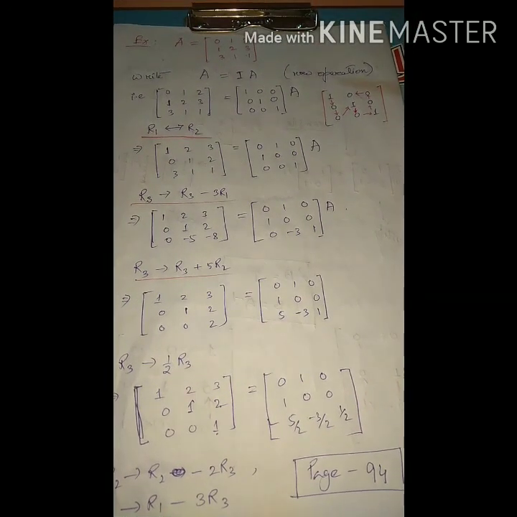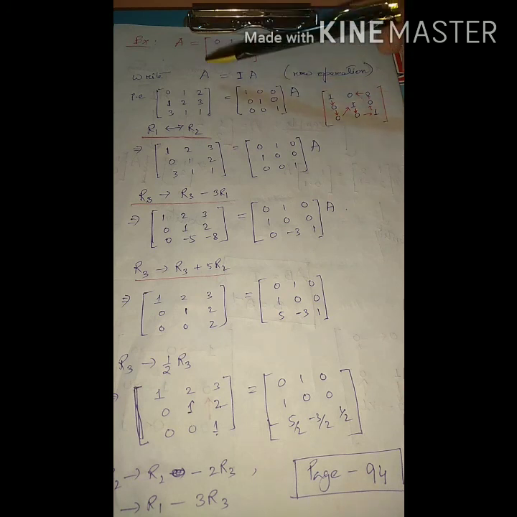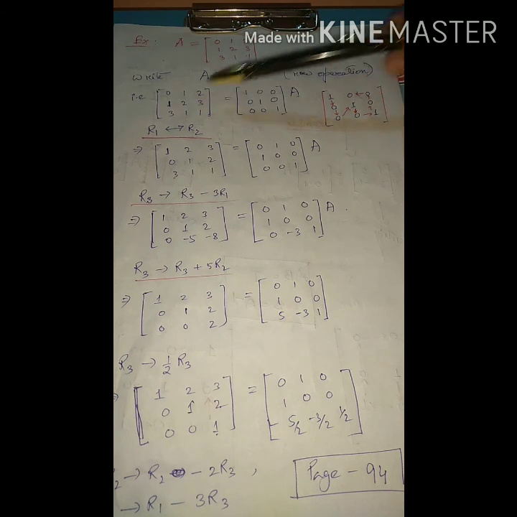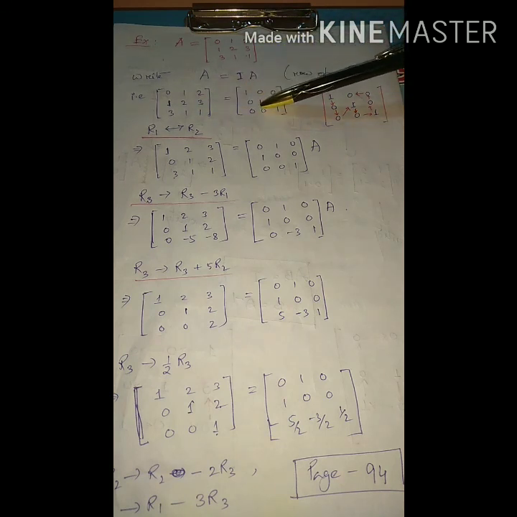Let's take an example. Here we directly write a 3 by 3 matrix. The question is asking: find the inverse of this matrix with the help of elementary operations. So at the start, there are two operations, row operation and column operation. Here we take the row operation, so we have to write A equal to IA. In place of A we write the given matrix, then the identity matrix, and this A we keep the same.